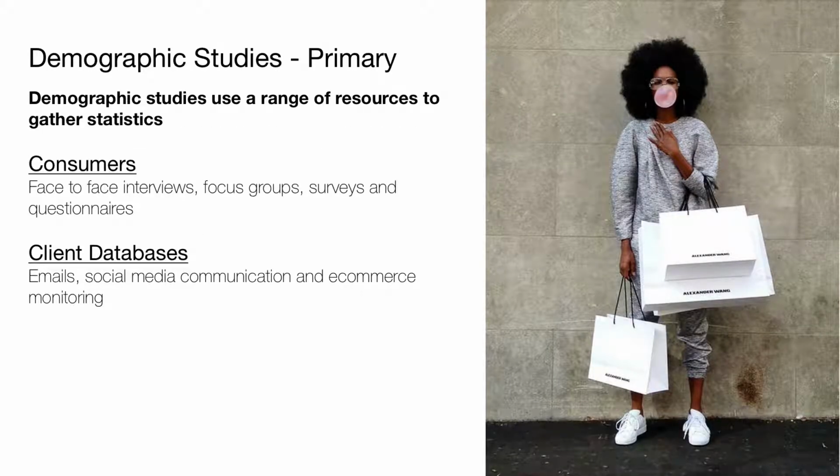So let's look at some primary research examples of demographic studies. Demographic studies use a range of resources to gather statistics. First of all, you can interview your consumers, host focus groups with them, conduct surveys and questionnaires, all to gain feedback and input into their opinions. You can also access client databases. So for example, you've all seen emails in your inbox after you've bought something from a brand or retailer asking for feedback on their products and so on. So these are all primary methods a retailer or brand can use to get information. You can also use social media and e-commerce monitoring at the same time, seeing what people are buying and what's selling best. These all provide us with quantitative outcomes.